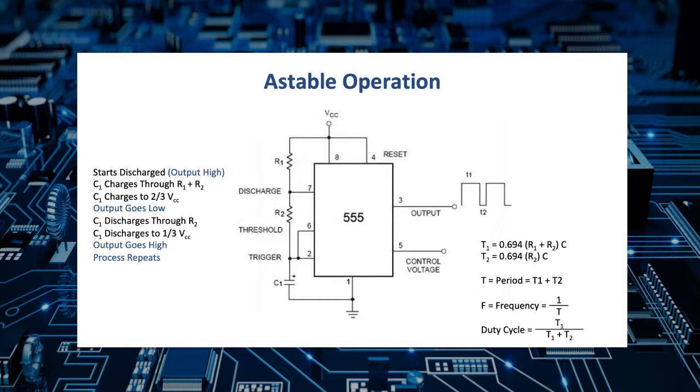And so you can see we've got our pulse train on the right, and high is T1 and low is T2, and we calculate T1 as being 0.694 times the sum of the two resistors times the capacitor. And for T2, which is the time that the pulse is low, it's equal to 0.694 times just R2 times C. And so the total period, both the pulse high and low, is T1 plus T2. And the frequency, of course, would be 1 on T. And the duty cycle is calculated as the time it's high over the total pulse width time.